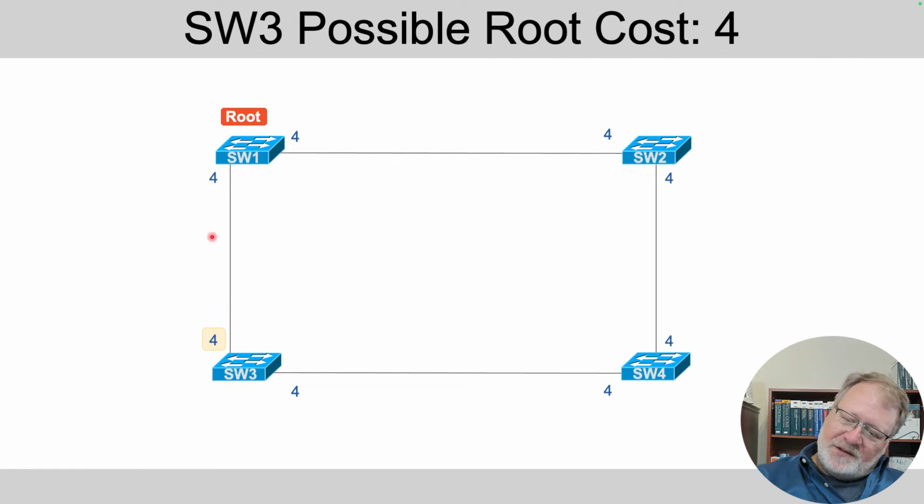One possible path is straight up here, say from switch 3 to the root, and the other is the long way around, right? So you'd think the long way around would have a higher cost, and it will in this case. But let's just talk through the process.